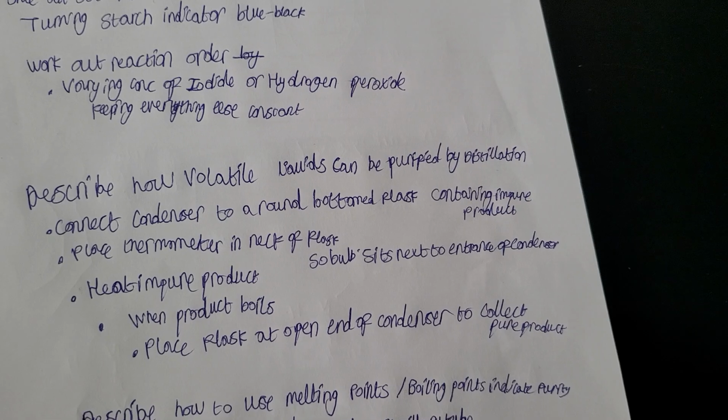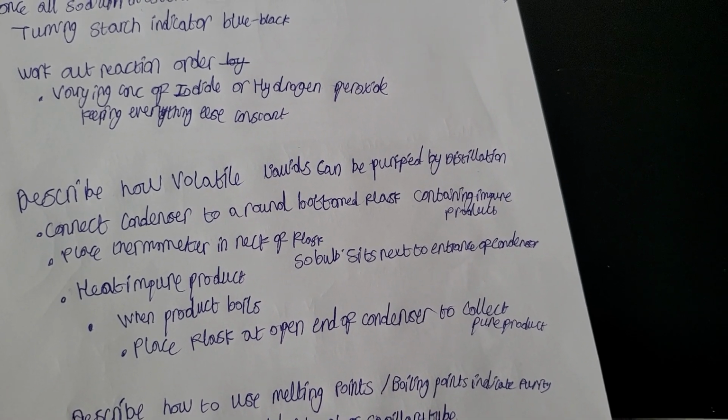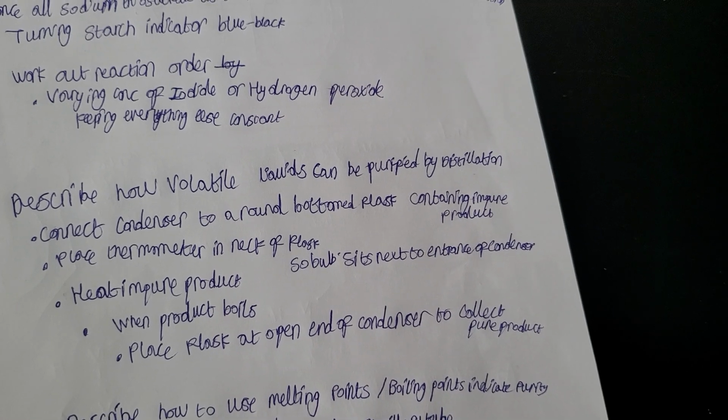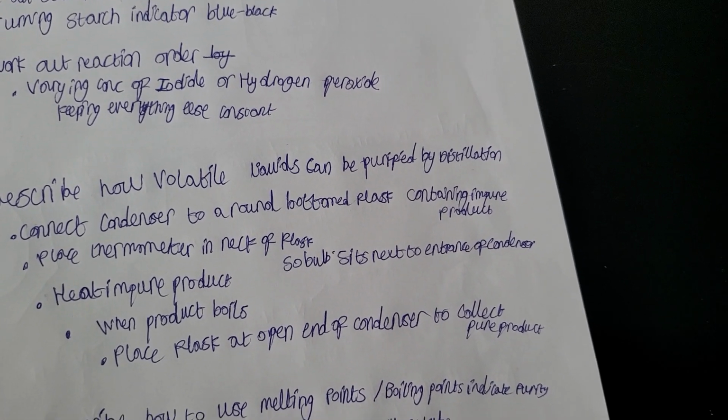entrance of the condenser. Then we want to heat the impure product, and when the product boils, we want to place a flask at the open end of the condenser, so as to collect the pure product.